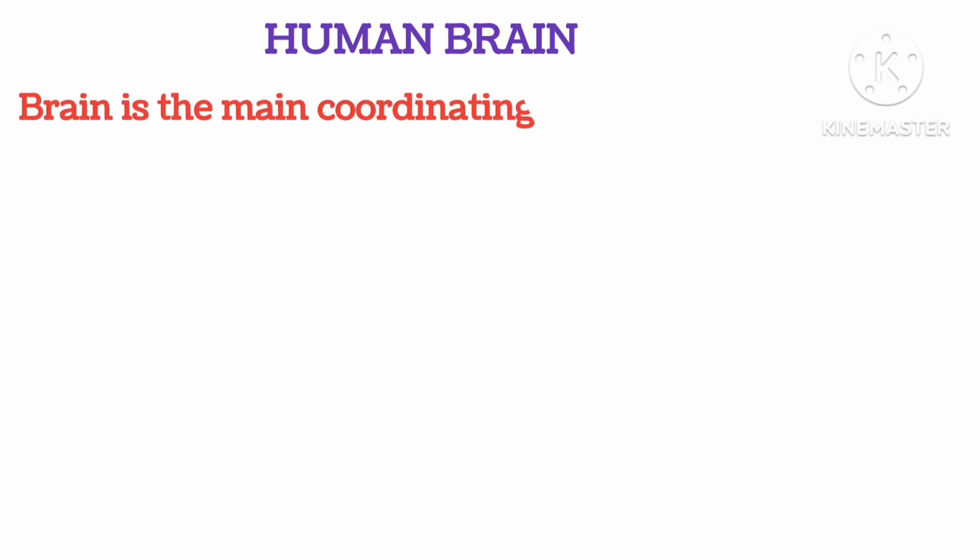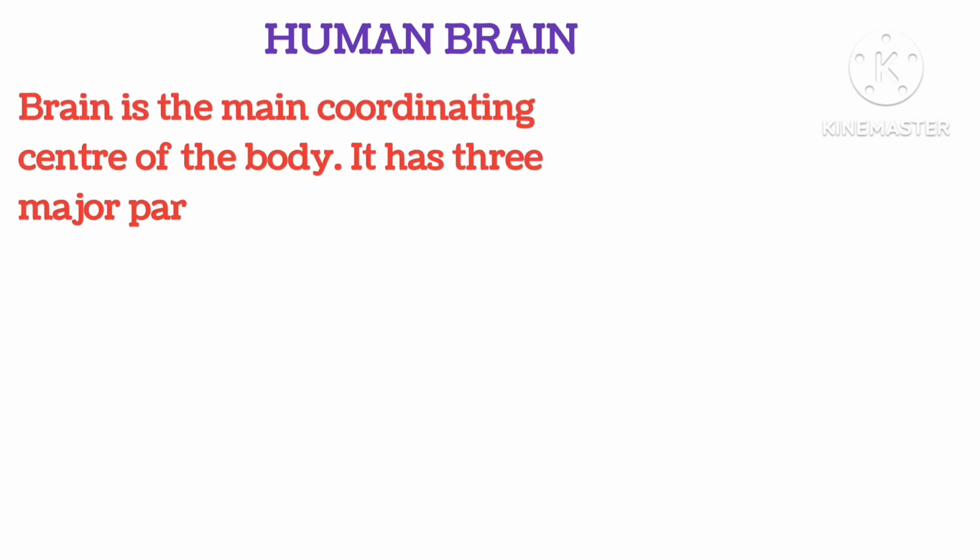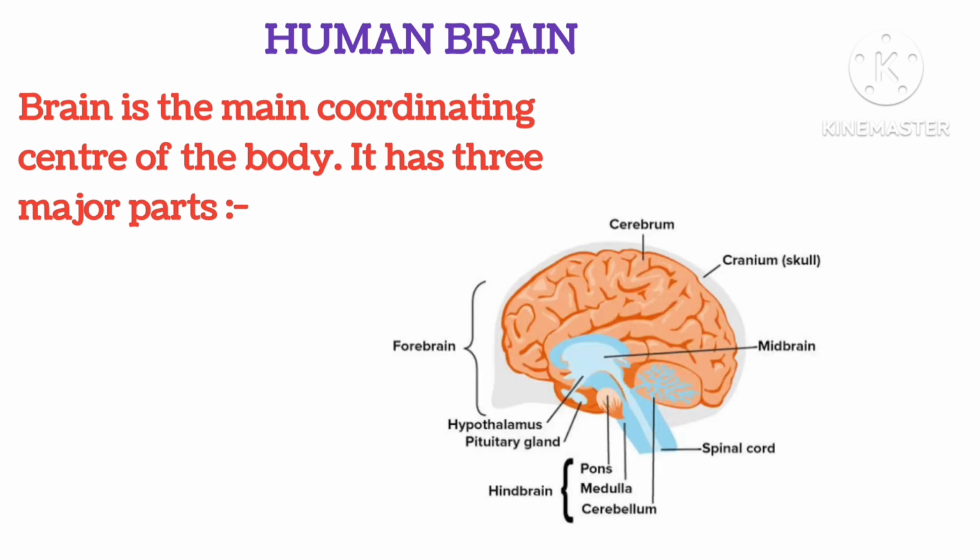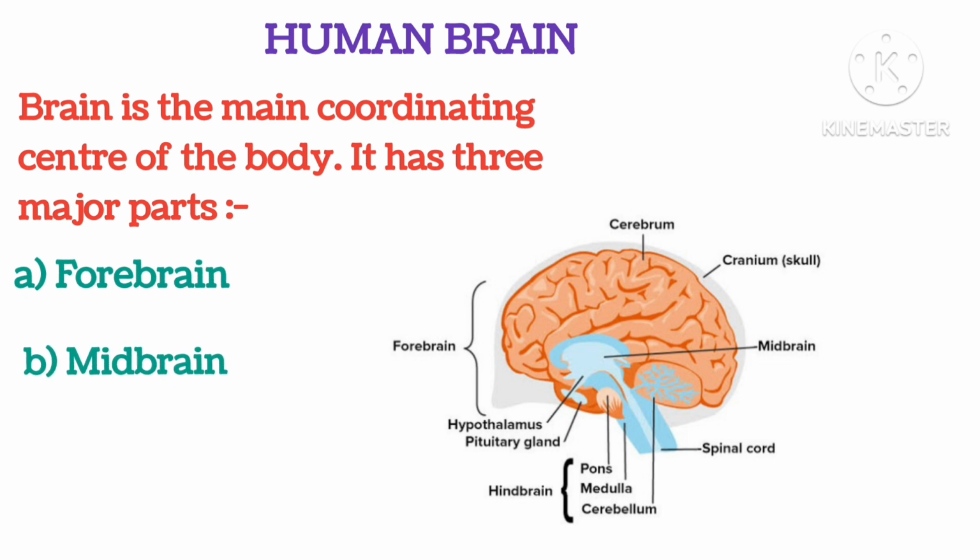Human brain. Brain is the main coordinating center of the body. It has three major parts. You can pause the video to look at the diagram. Forebrain, midbrain, and hindbrain.